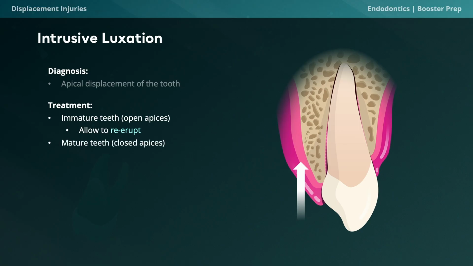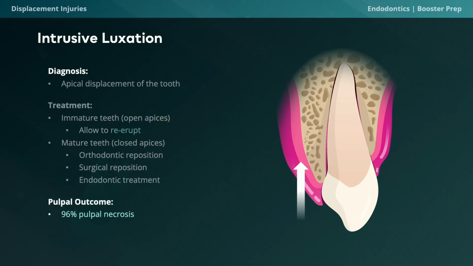Now, in contrast, mature teeth with closed apices may require orthodontic or even surgical repositioning if the intrusion is greater than 3 millimeters. In these cases, you can be pretty darn sure that endodontic treatment is gonna be needed as well to address any potential complications. So as you guys can see, it's a pretty involved injury, and the pulpal outcome is significant with a high rate of pulpal necrosis at 96%. That's pretty much a sure thing.